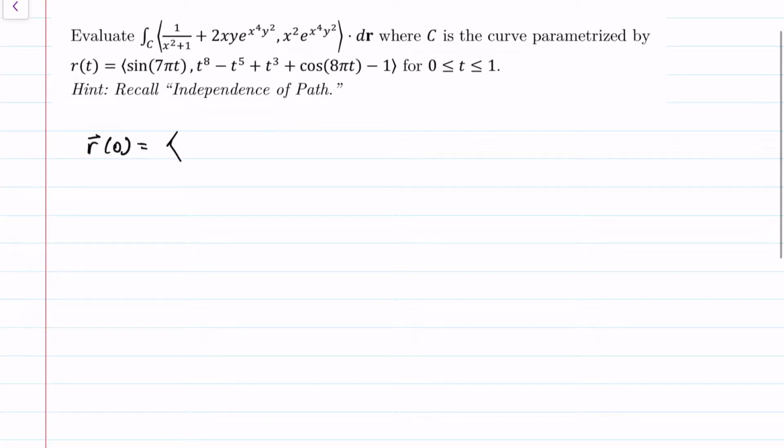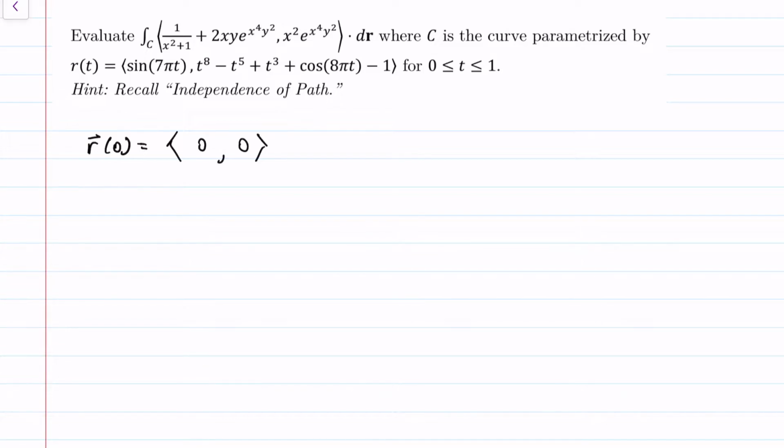So r of 0 is what? Sine of 0, that's 0. And these next few terms are 0. Cosine of 0 is 1. And 1 minus 1 is 0. So you just get 0, 0. Okay, so it's just a point, 0, 0.